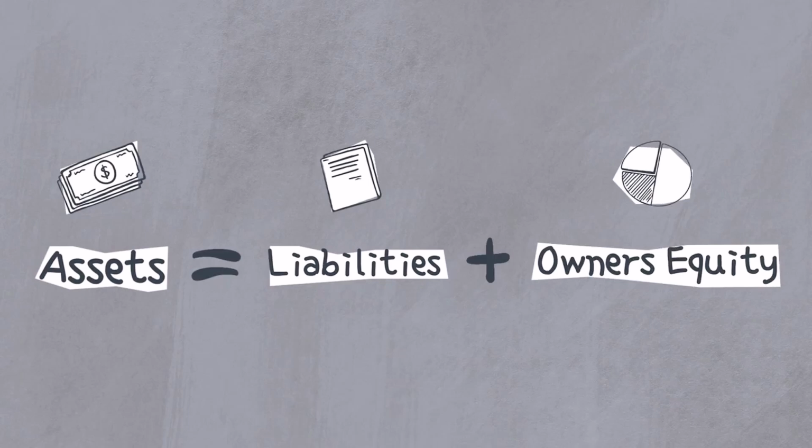Now let's talk about the logic behind how to create one. I promised you that all you needed was 5th grade algebra to understand how to produce one. And here's what I mean. Recall that assets equals liabilities plus owner's equity.